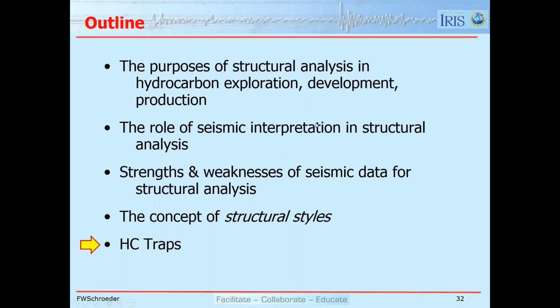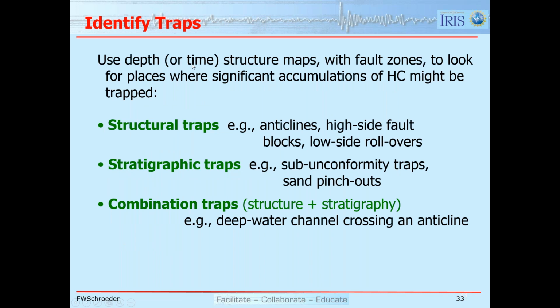So let me talk a little bit about hydrocarbon traps. We can use depth or two-way time structure maps with our fault zones mapped to look at places where significant accumulations of hydrocarbons might be trapped. And we might have a purely structural trap, such as an anticline. We may have a purely stratigraphic trap, such as a sub-unconformity trap or a sand pinch out. Or we can have a combination trap that has a structural element and a stratigraphic element.